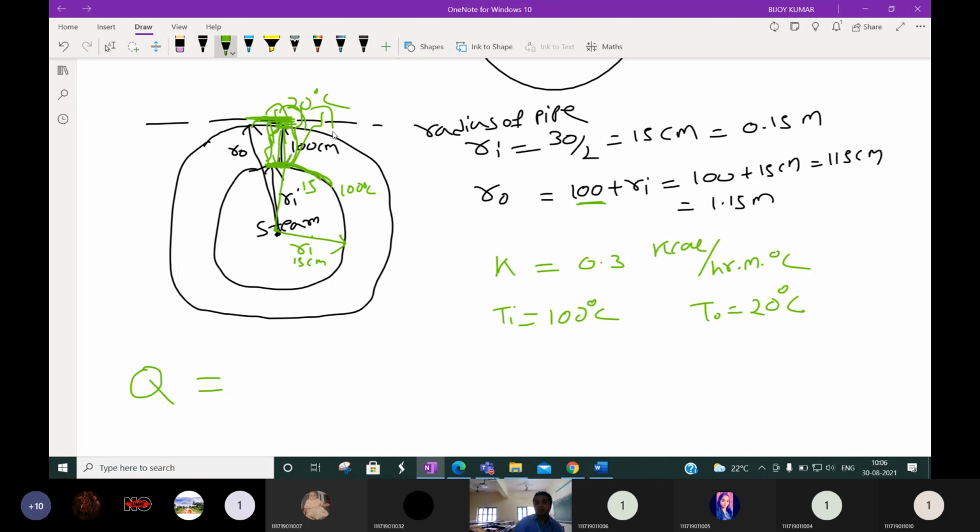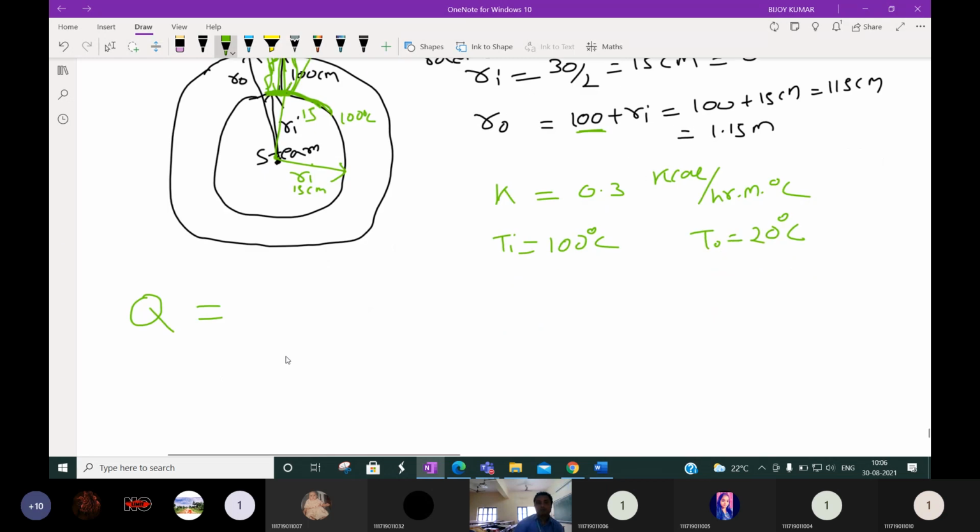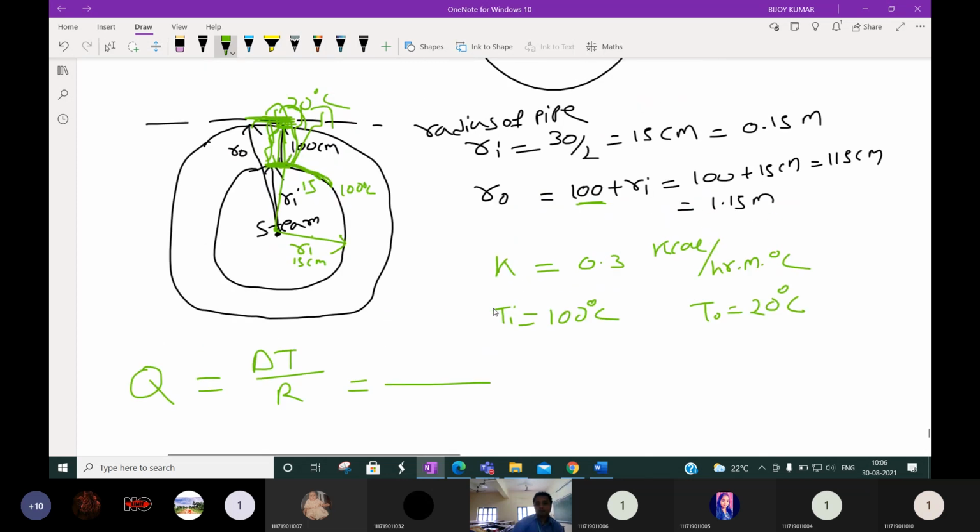So what is that heat value? Simply delta T by R. Whenever anyone asks what is the Q value, you have to say delta T by R. This is nothing but temperature difference, and this is nothing but resistance. Simple thing. Then the tricky thing will come. What is the delta T? T1 minus T2.